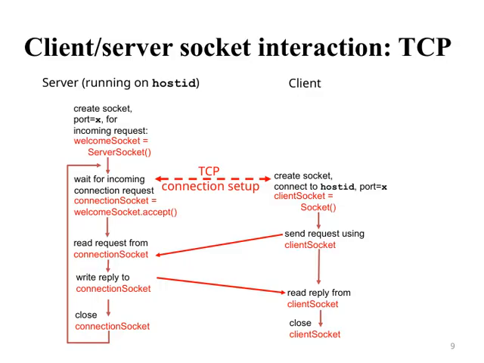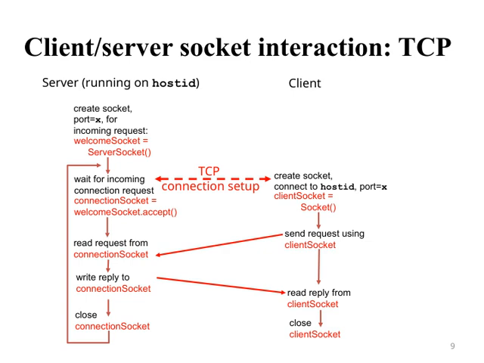Let's take a closer look at how the client and server establish a connection using TCP sockets. First, the server waits for an incoming connection request, meaning it's in a listening state, ready to accept a client. When a client attempts to connect, the server accepts the request with the accept call, which creates a new socket, often called the connection socket, dedicated to this specific client. On the client side, it creates a socket and then connects to the server's host ID and port number. Once connected, the server can read the request sent by the client through the connection socket and then write a reply back to the client, completing the communication cycle.